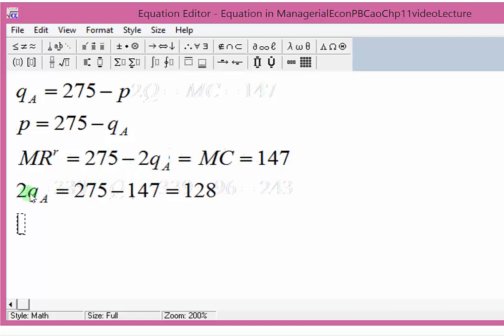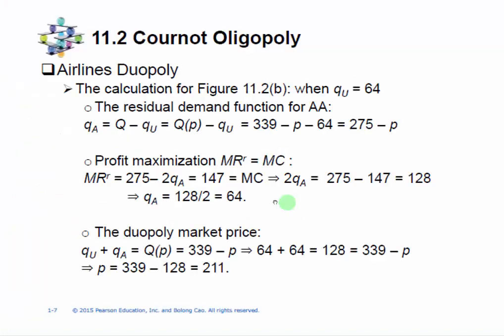So QA here is actually 182 divided by 2, which is 64. This will be the quantity provided by American Airlines when it assumes United Airlines will send 64 units to the market. After we have obtained the quantity supplied by American Airlines, we need to consider what will be the price in this duopoly market.